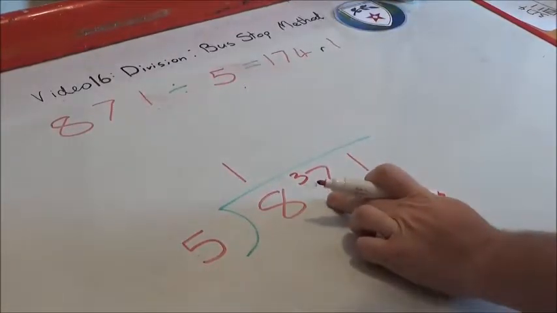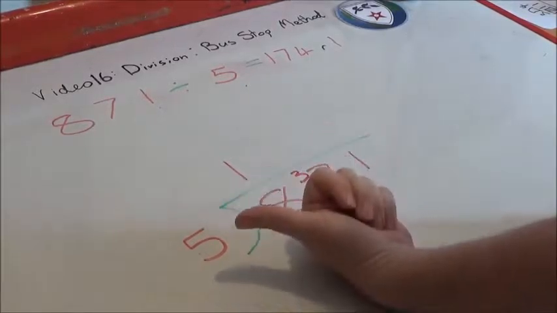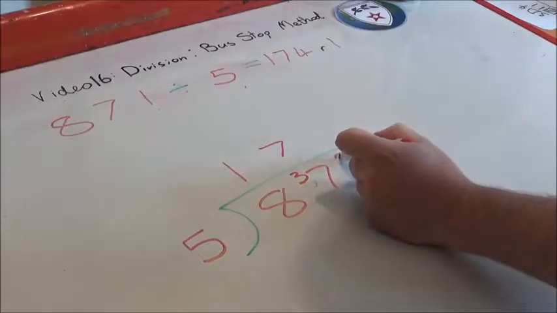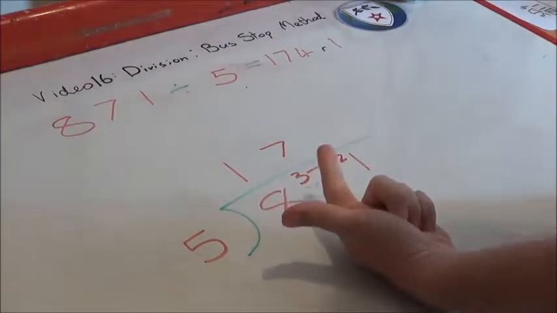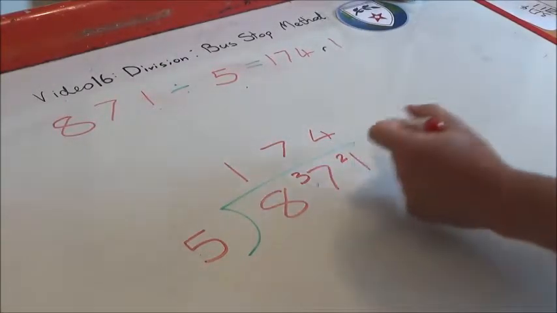And then into 37: 5, 10, 15, 20, 25, 30, 35. So it goes in 7 times, with 2 left over. And then how many times into 21? 5, 10, 15, 20. So it goes in 4 times with our 1 left over.